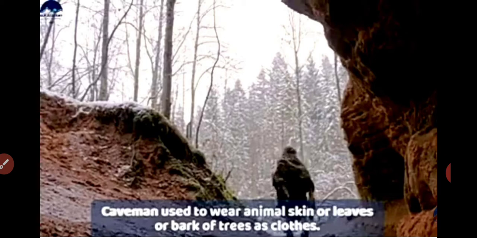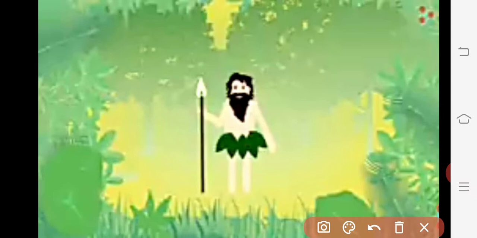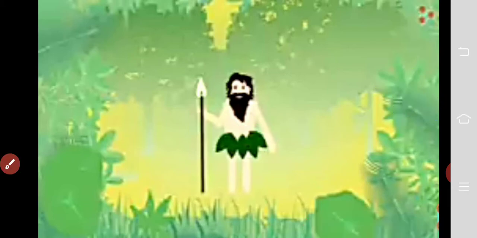The same thing happened with leaves or bark of the trees. Sometimes they had to cut down the leaves of the trees, and then wear the leaves or wrap them around their body parts wherever necessary. Like I have shown in that picture, the man covered his body part with leaves. This is nothing but leaves of the trees. Understood? They used to cover their body part with the leaves.